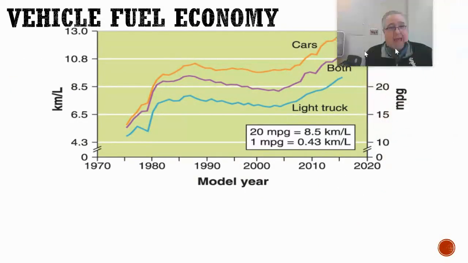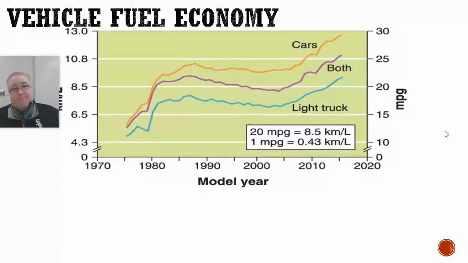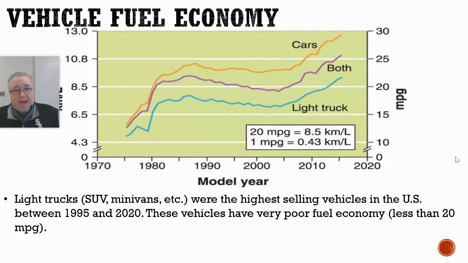All right, last thing, real quick here. I just want to take a look at fuel economy. In the United States, and really around the world, this is probably true, SUVs, minivans, and small trucks are the highest selling vehicles in the country, especially between 1995 and 2020. The problem with those types of vehicles is they tend to have pretty poor gas mileage, pretty poor fuel economy.